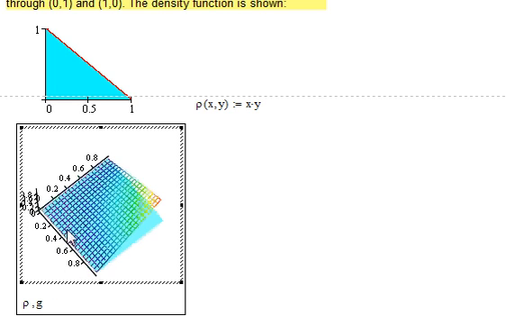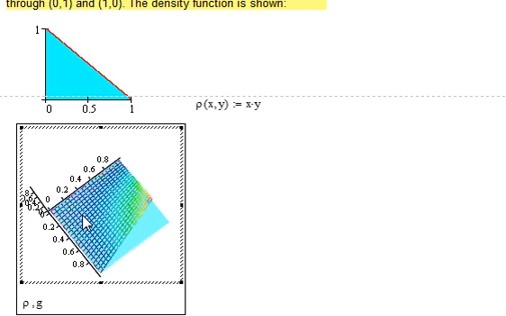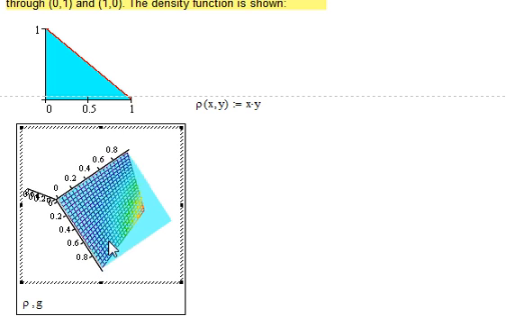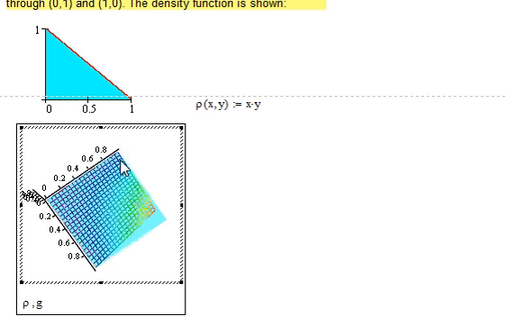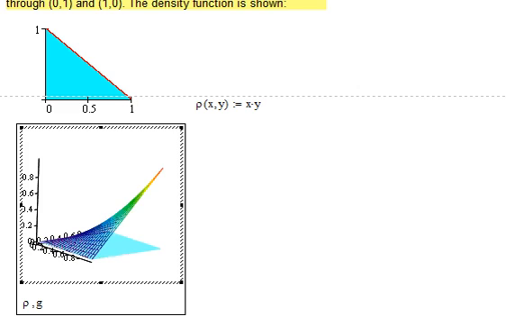So that's about 0.4. Remember, we're over this region where this line cuts across like this. So 2/5 is closer to that line than it is to the origin, and we would expect that, because there's a little more density closer to that line than there is towards the origin because of the density function xy.